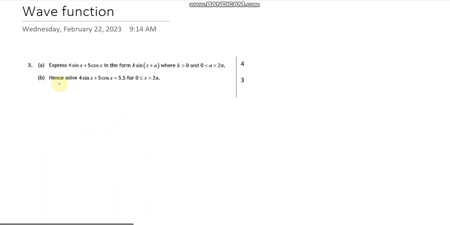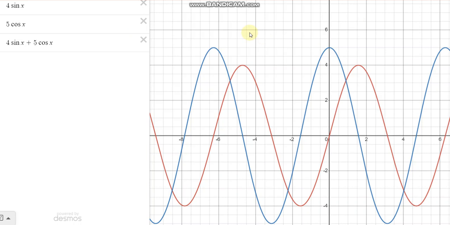So let's go with the standard wave function first of all. Now, express this in the form of this. This is our wave function. If you think about what that means, I'm adding two waves together. So let's go to Desmos. Okay, so you can see that.